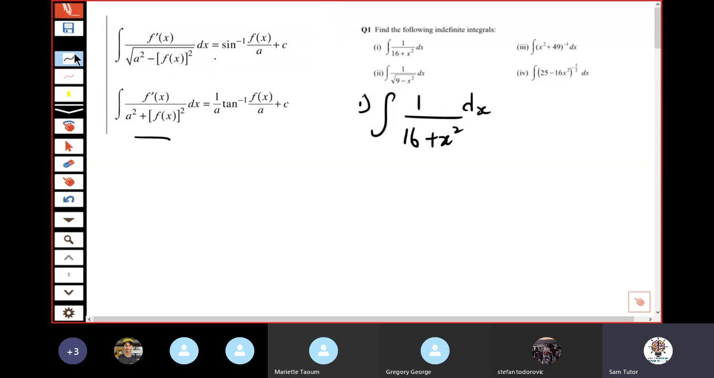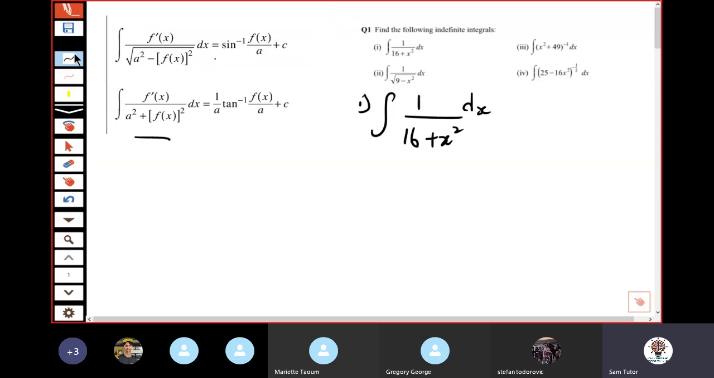The derivative of 4x is not 1, it's 4. So there's a problem. I can't just straight away say, oh, that's the answer, inverse sine of 4x on 5. There's going to be a little bit more work that's required, especially for that 4x.